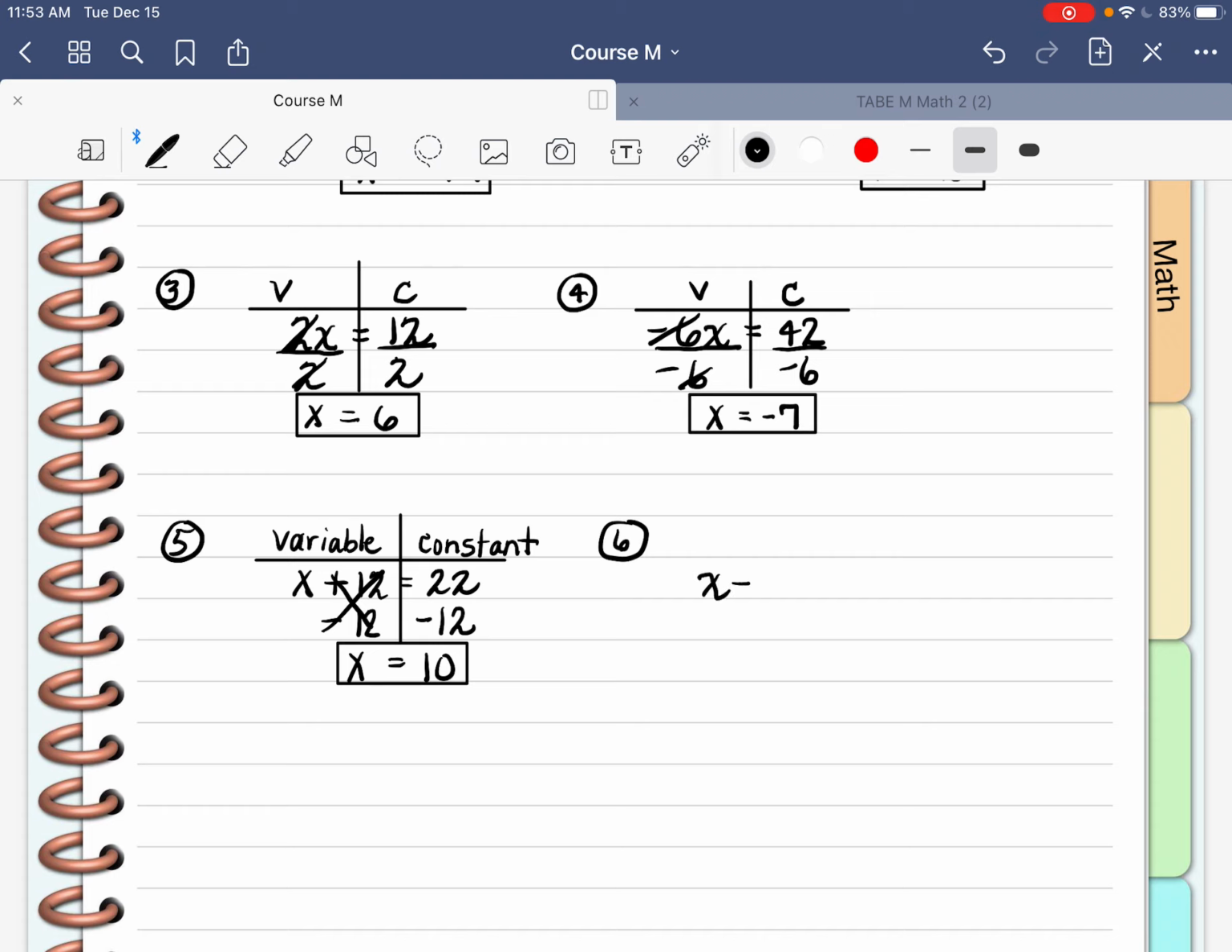Number 6. I have x minus 8 is negative 10. So this is a one-step subtraction problem. Variable on the left, constant on the right. Add 8, add 8, and we have x is negative 2 for that one.